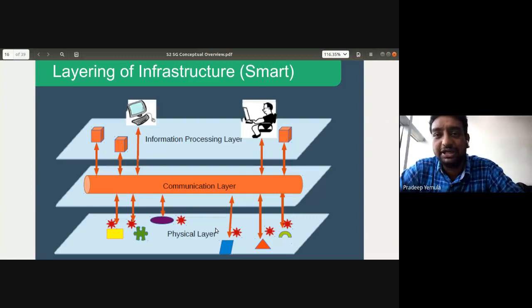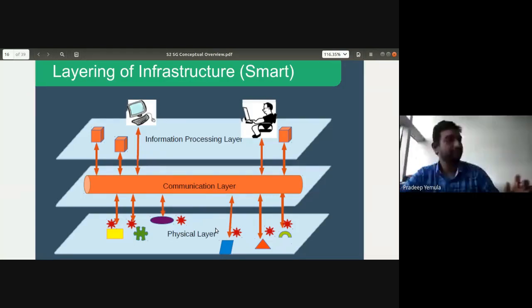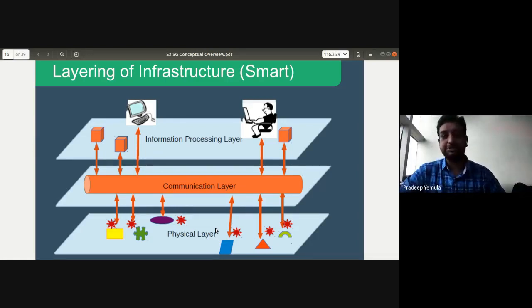So any doubts up till here, whatever I'm saying, how a system becomes smart? By incorporating communications and information processing layers with the power systems. So any questions, any observations? I'll just wait for a minute. Okay, so let me move forward.